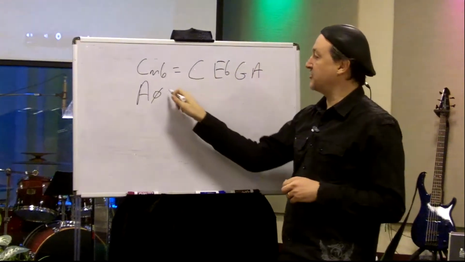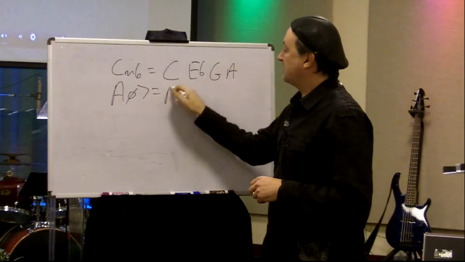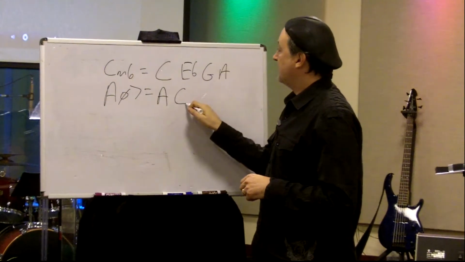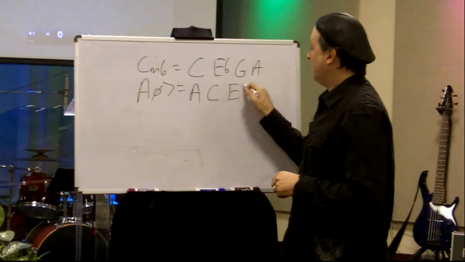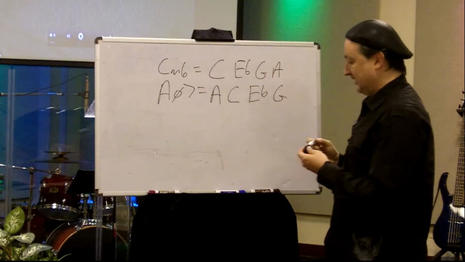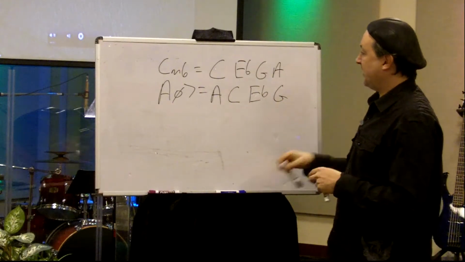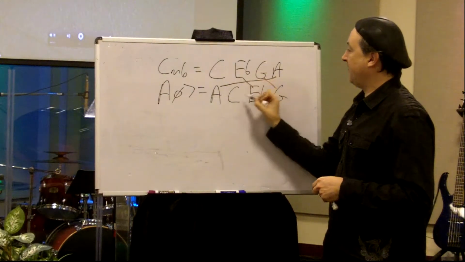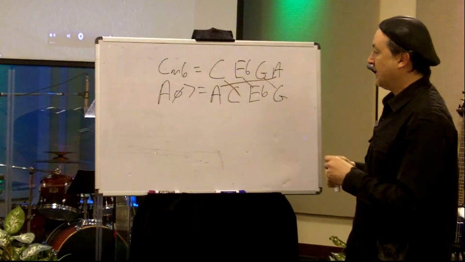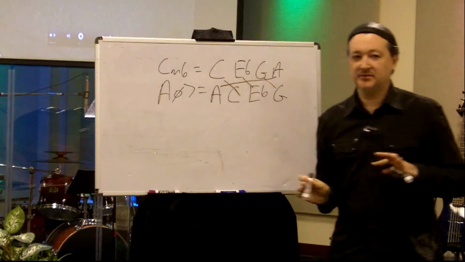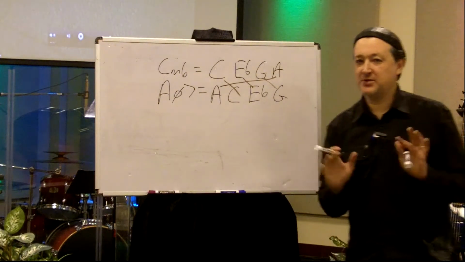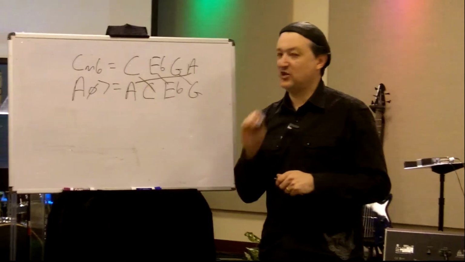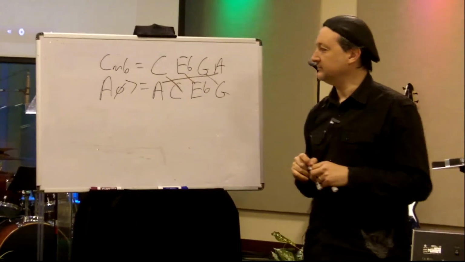I got a slash in my little degree symbol, right? And we just said those notes are an A, C, E flat, and G. Look at that. It's the same selection of notes. You got the A here, you got the G there, the E flat there, and the C there. Now, I'm going to make this statement. I'm going to make it a couple of times.